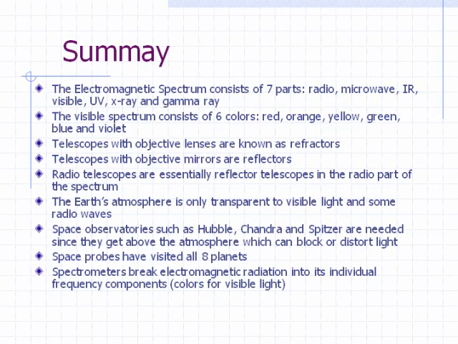And finally, space probes allow us to look at planets close up. We visited all 8 planets, and spectrographs or spectrometers break electromagnetic radiation into its individual frequency components, which allow us to measure important things such as, once again, temperature, composition, and even speed.